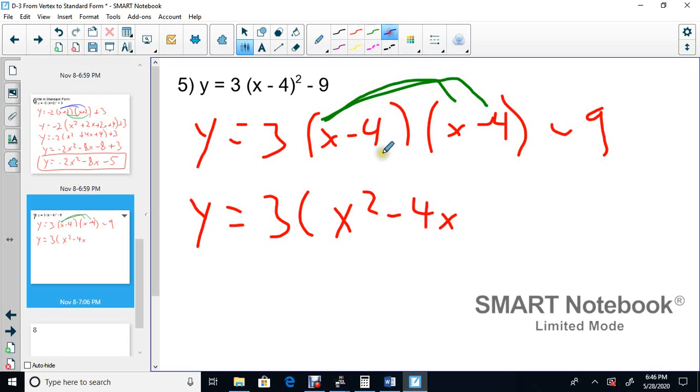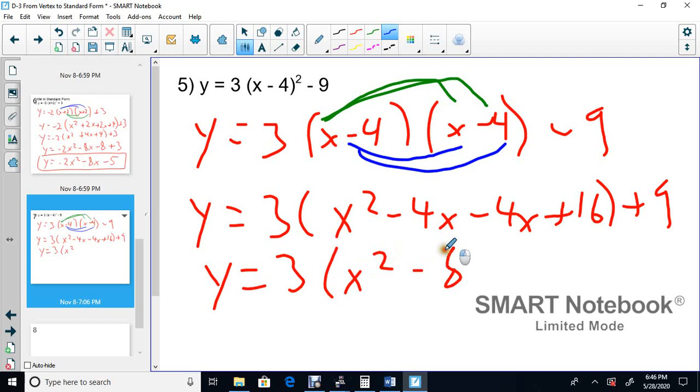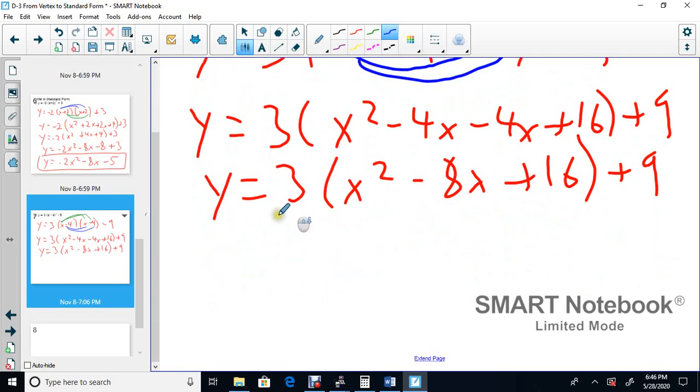And now we'll go minus 4 times x. And minus 4 times 4 is 16. So you get minus 4x plus 16 plus 9 at the end. We close the bracket. Y equals, now we're going to put these two negative 4's together. So we get 3x squared minus 8x plus 16 plus 9. Now we're going to multiply the 3 to each of these.